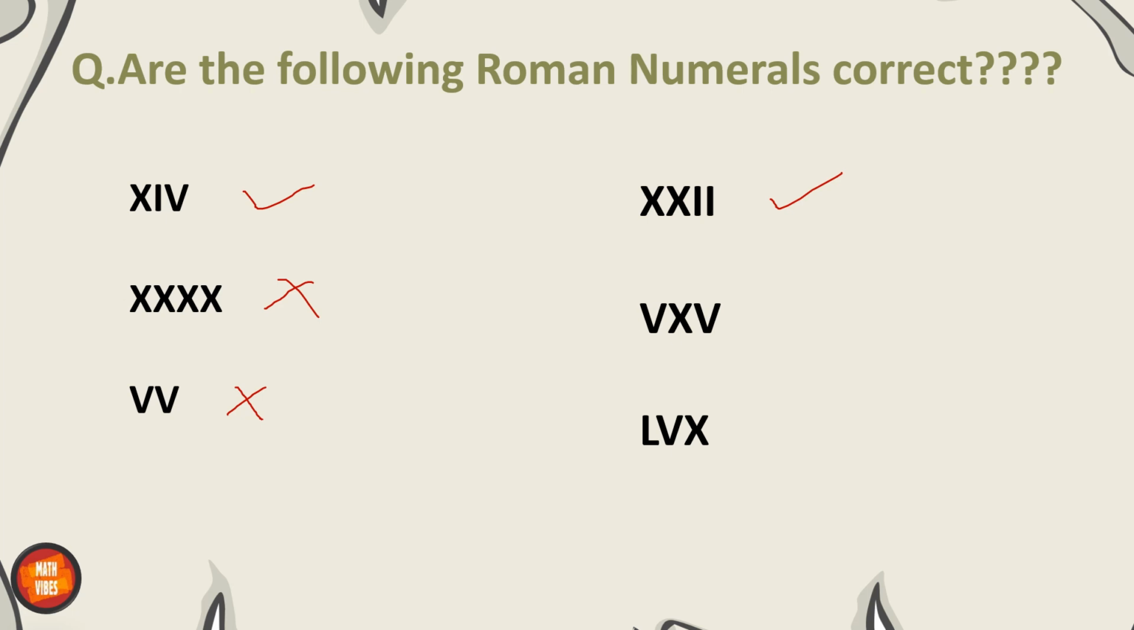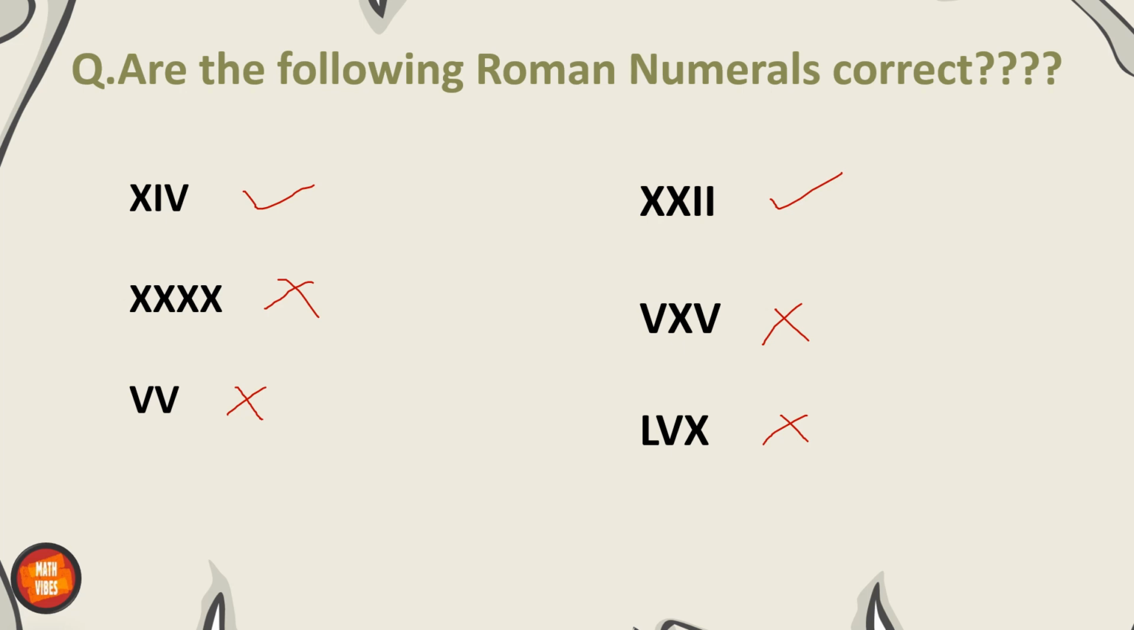VXV, no, symbol V is never subtracted also. You remember? V, L, D never subtracted. LVX, L is for 50. VX, that means 10 minus 5. No, sorry, oh, sorry, symbol V is not subtracted, right? So symbol V is not subtracted. So I hope your answers are correct in this. And I'll tell you why they are not subtracted also.